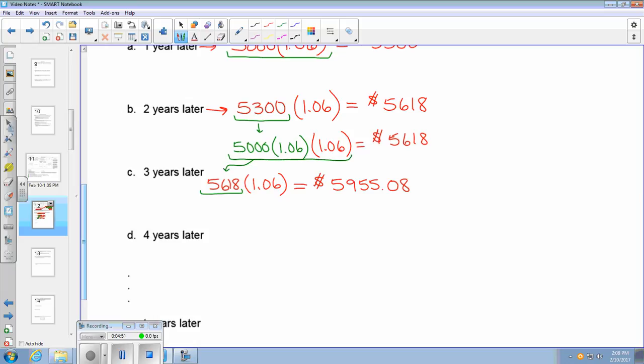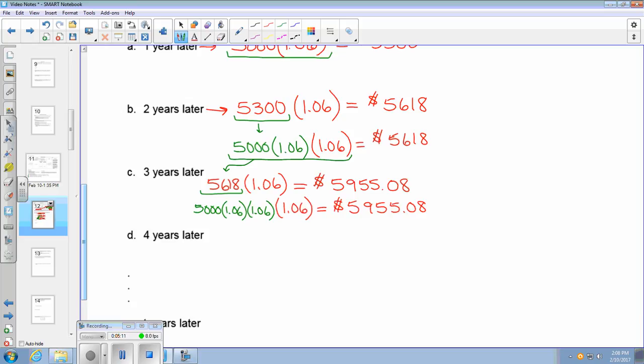So I'm going to replace that. So that came from doing 5,000 times 1.06 for the first year, times 1.06 for the second year, and now we've got 1.06 again for the third year. And so what we should start to see is a bit of a pattern. Okay, so let's try it one more time just to make sure.